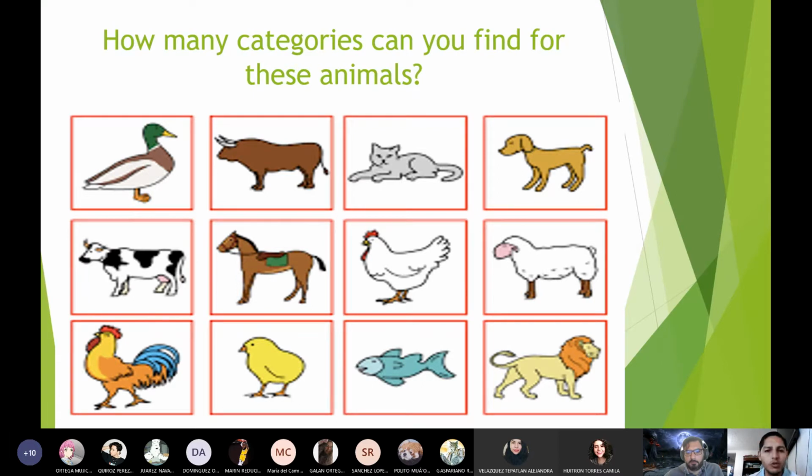For example, close-related or e-mail. That's a compound noun. It's a noun made up of two different words. Electronic mail, right? Or ebook, electronic book. Well, in this case, we can use two-legged animals, four-legged animals.